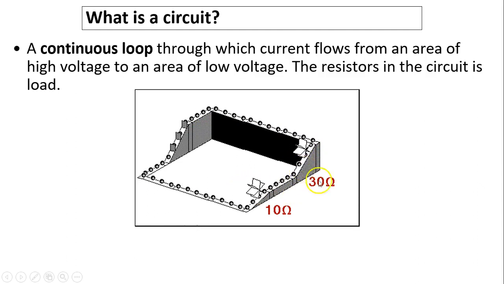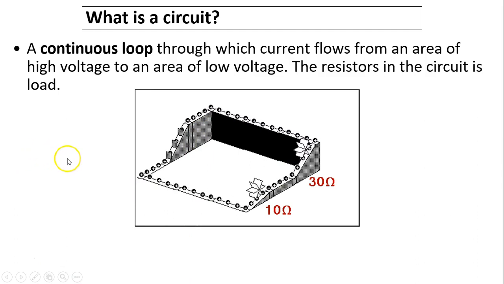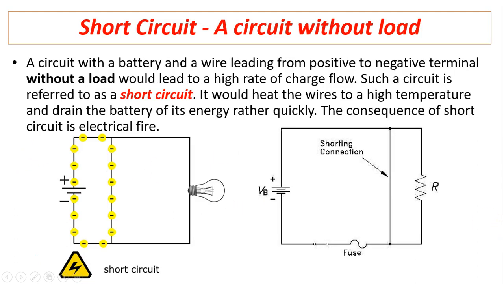So this is the load, it has 30 ohms. It could be your refrigerator. So the charge does work, it will lose energy, then does work on another load. This load could be your light bulb, right? Eventually it has no more energy, goes back, then the battery does work on the charge again, so the cycle repeats itself again. A circuit without a load is called a short circuit.